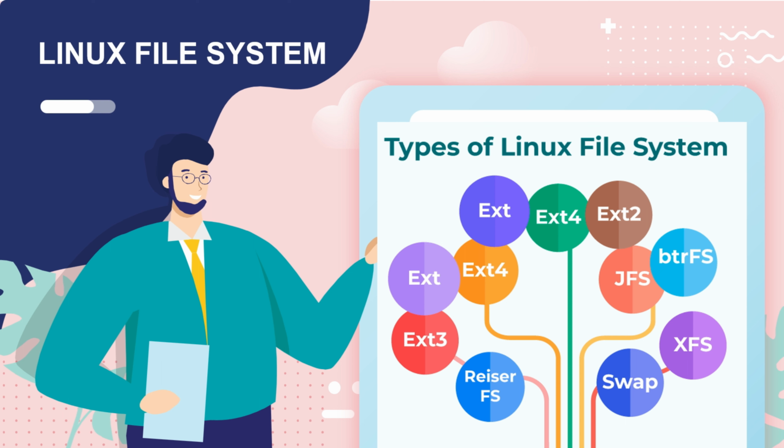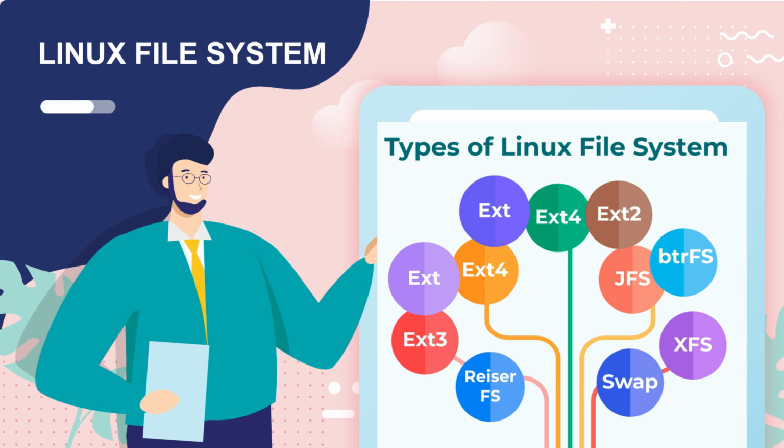Then it's XFS. XFS is basically a 64-bit journaling file system and was ported to Linux in 2001. It now acts as the default file system for many Linux distributions. It provides features like snapshots, online defragmentation, sparse files, variable block size, and excellent capacity. It also excels at parallel input-output operations.